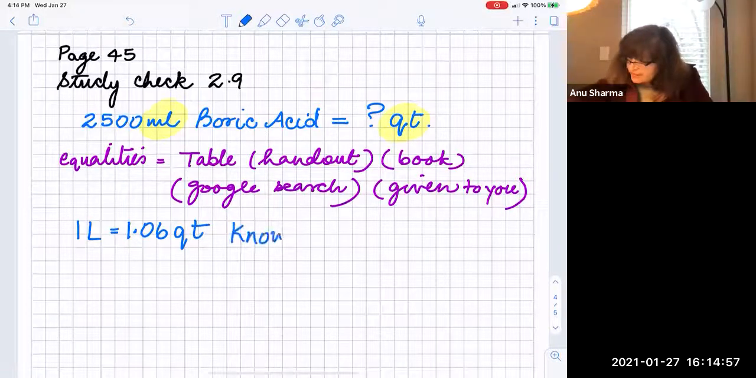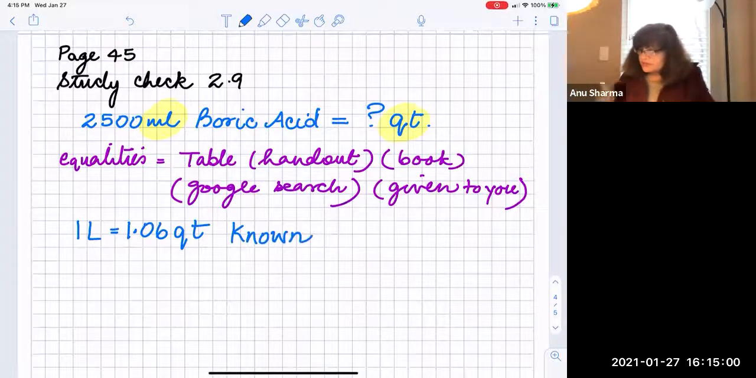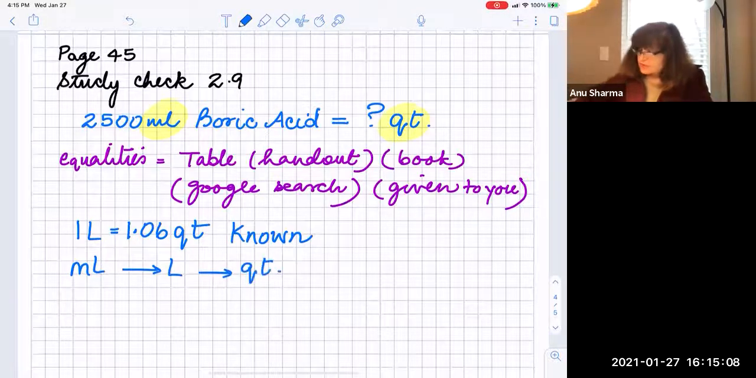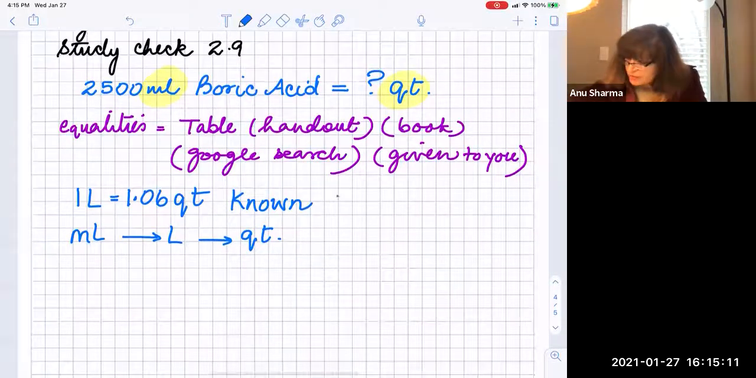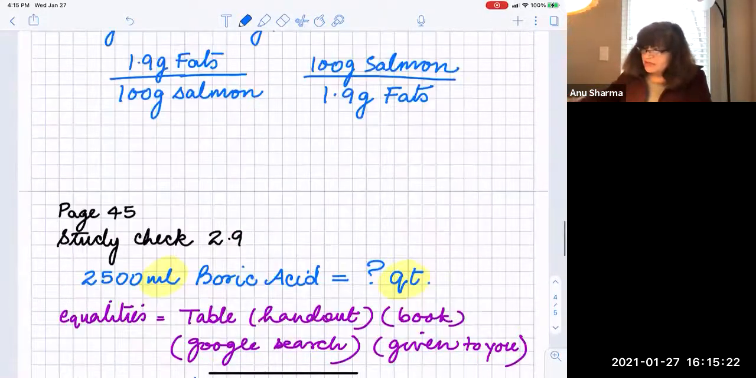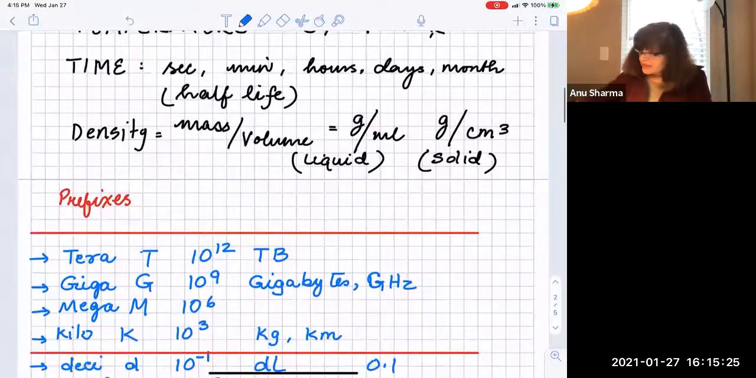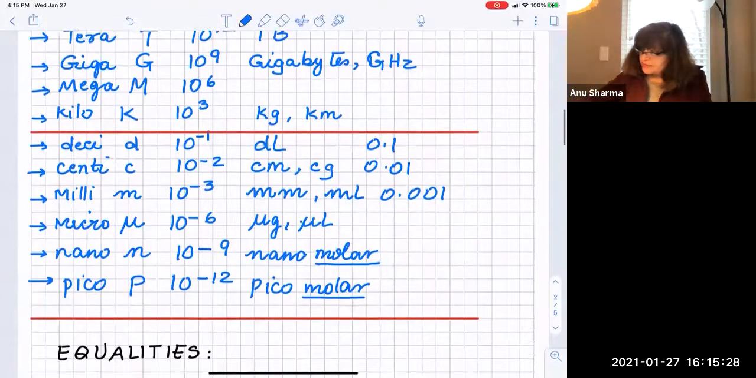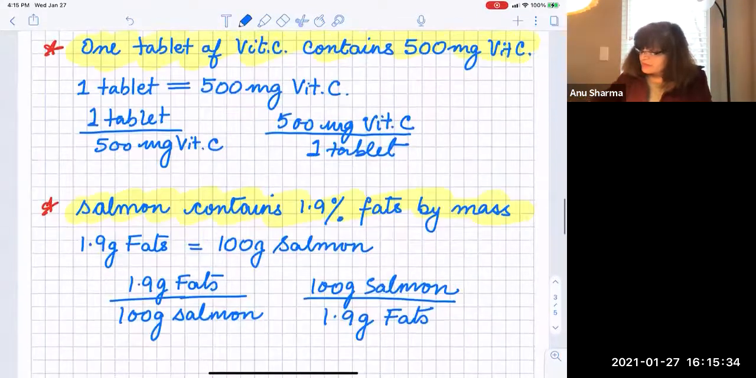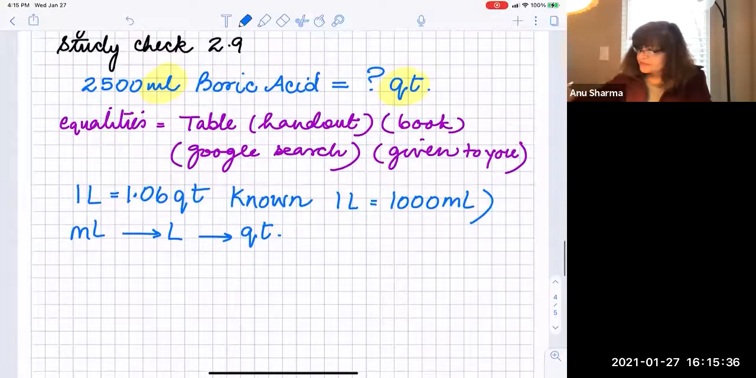There is no direct relationship between milliliters and quarts. So what are you going to do first? Convert milliliters to liters and then liters to quarts. We know that 1 liter is equal to 1000 milliliters. This comes from the relationship we looked at between liters and milliliters, or you should just know that 1 liter is 1000 milliliters.